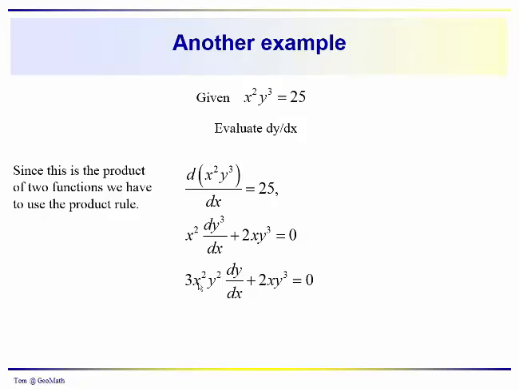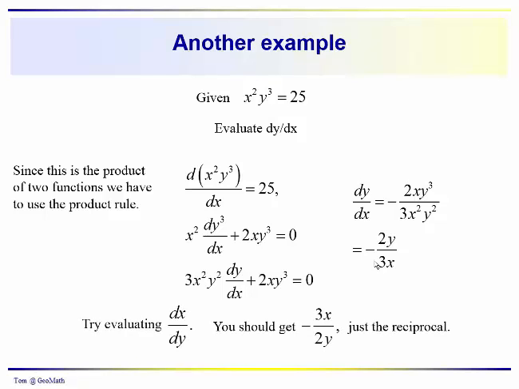So when we go through that process, d(y cubed)/dx is equal to 3y squared dy/dx, and combining those terms, we get 3x squared y squared dy/dx plus 2x y cubed, which we can then rearrange to get dy/dx equals negative 2xy cubed over 3x squared y squared. Cancel out common terms in the numerator and the denominator, and that gives us that dy/dx is equal to minus 2y over 3x.